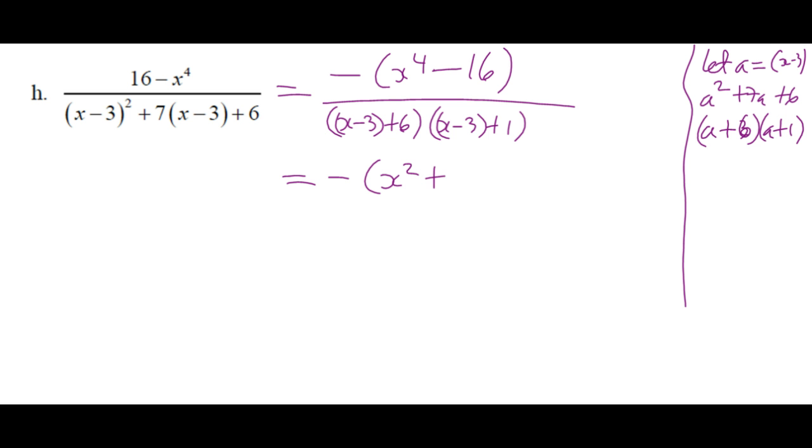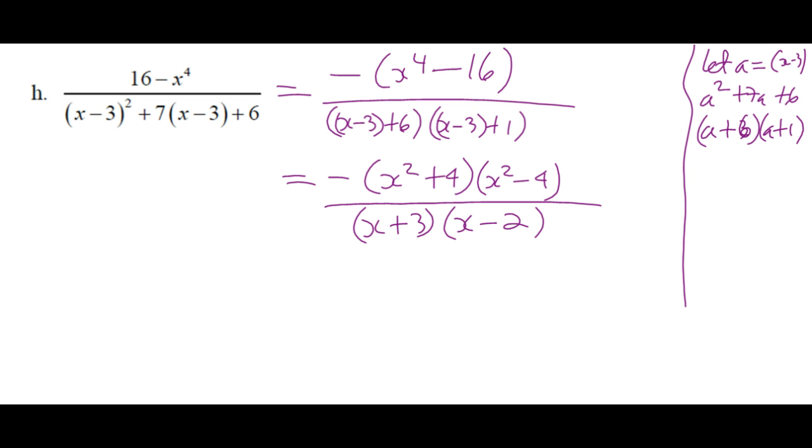x squared plus 4, x squared minus 4, x plus 3, x minus 2. Wouldn't that be plus 2? Now I can do my restrictions, right? So I need this factored form. So what can't x be? Negative 3 or 2, right? All right, is that it? We're done?